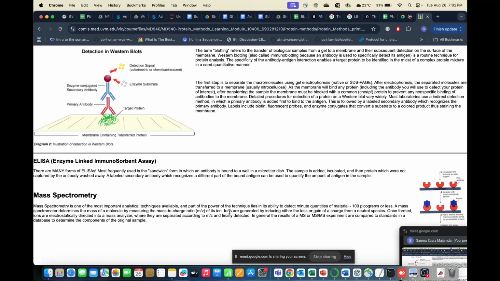A mass spectrometer determines the mass of a molecule by measuring the mass to charge ratio of its ion. Ions are generated by inducing either the loss or gain of a charge from neutral species. Once formed, ions are electrostatically directed to a mass analyzer, where they are separated according to the mass to charge ratio, and they are finally detected. In general, the results of an MS/MS or MS experiment are compared to the standards in a database to determine the components of the original sample.